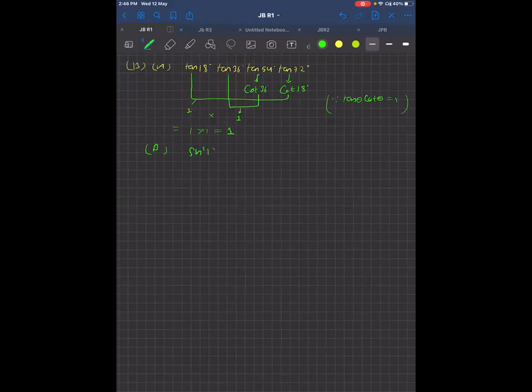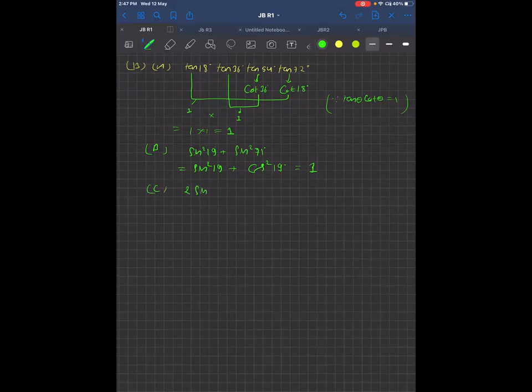Sine square 90 plus sine square 71 degree. Okay, sine square 90, no problem. Now can you write sin square 71 in terms of cos square? Yes, 90 minus 71, which is 19. Sin square theta plus cos square theta is equal to 1. Now see.